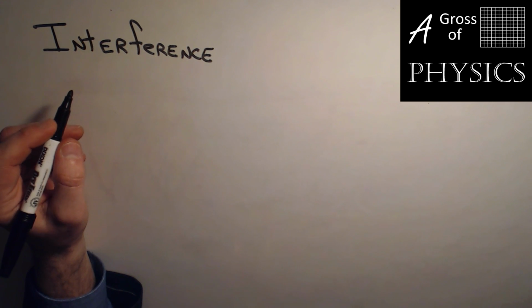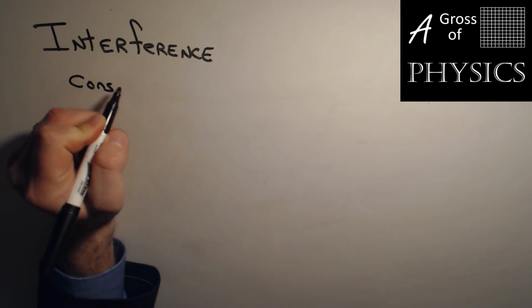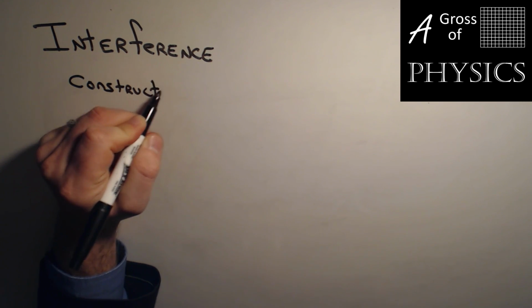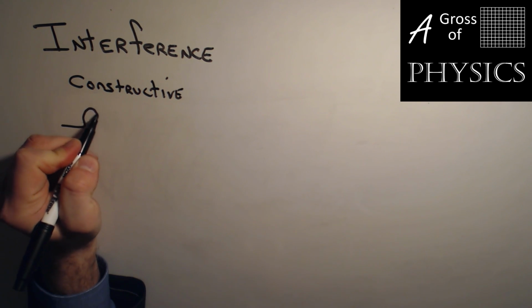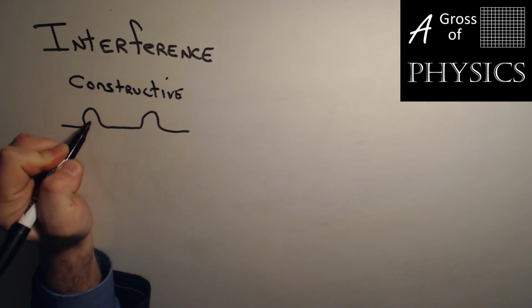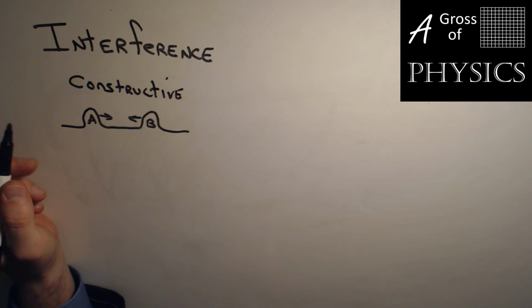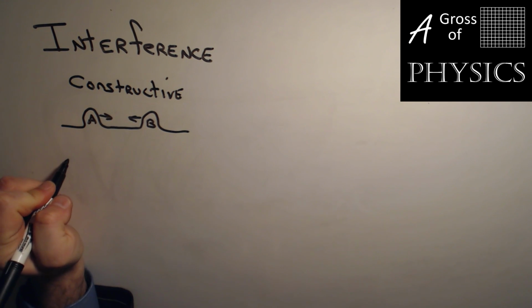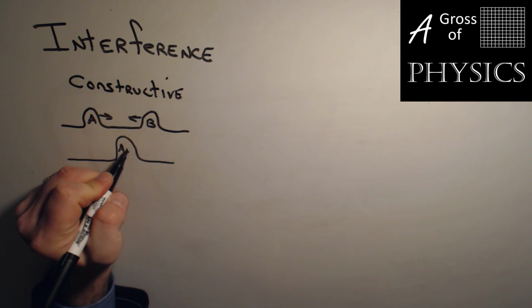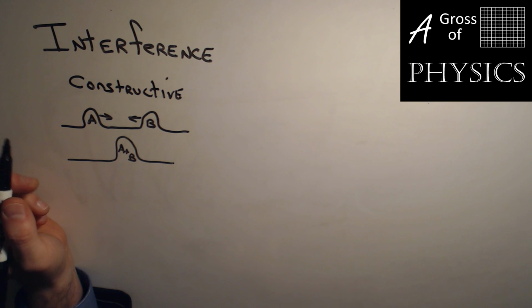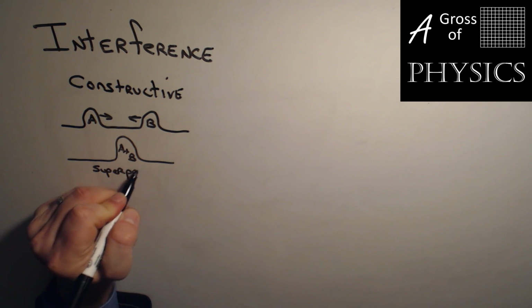All right, as we discussed earlier, interference has two different types. We have constructive and we have destructive. When we have constructive interference, that means the waves are in phase. So if we have two waves traveling towards one another, and there's both crests approaching, when they meet in the middle, they'll form a larger wave, which will be the summation of the amplitudes of A plus B. We call that the superposition.